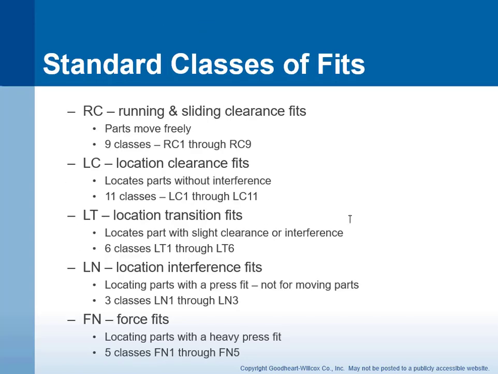LT is a transition fit. Now, at some limits of the tolerance, you'll have interference. At the other limits, you'll have clearance. Whereas an LN is an interference fit. There will always be an interference between the wheel and the hub. And then FN is the force fits.